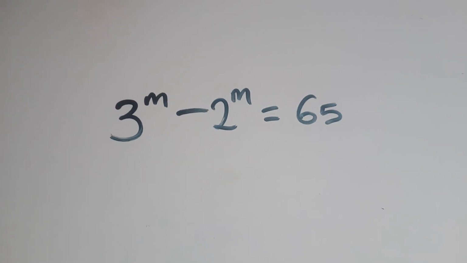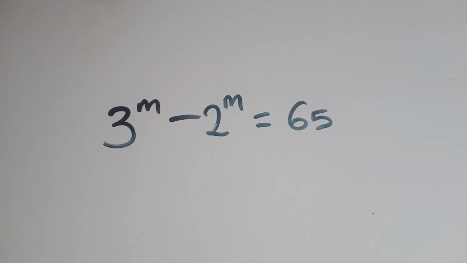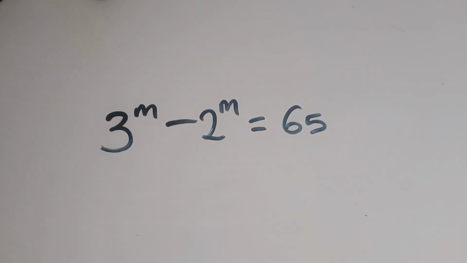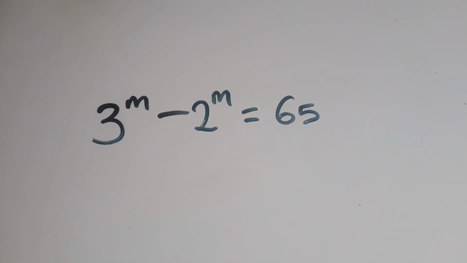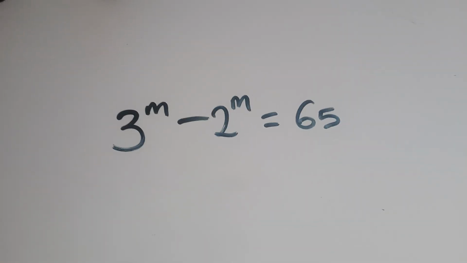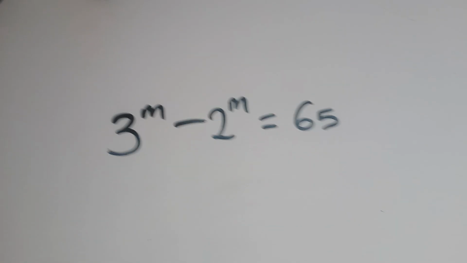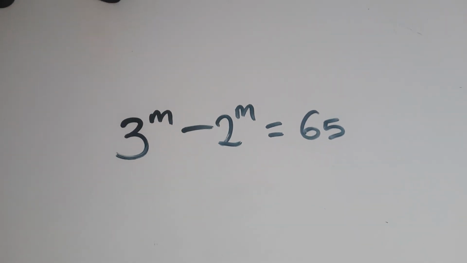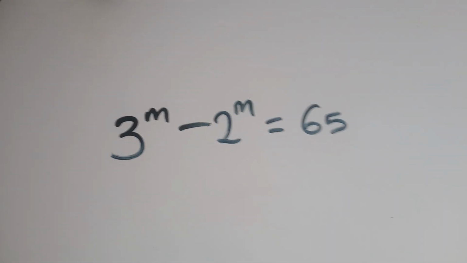Today, we have this challenge. We are asked to find the value of m given 3 raised to power m minus 2 raised to power m is equal to 65. Follow me to the end of this video so that you'll be able to know how to tackle this kind of challenge, how to solve for the value of m without any issue. Let's get started. You have the solution.